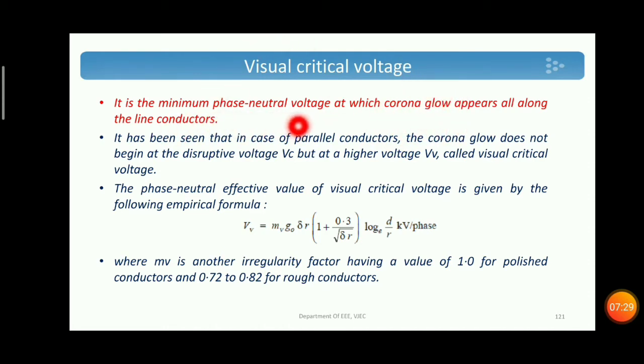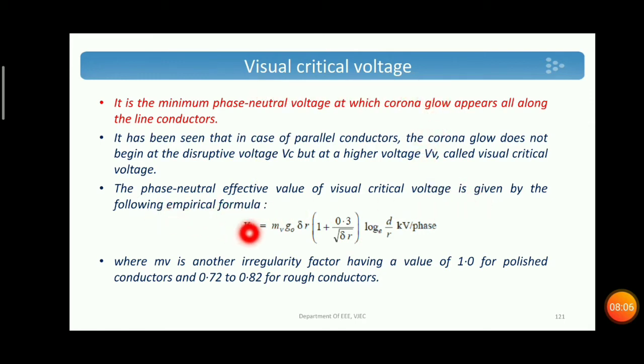Then another term is visual critical voltage. This is the minimum phase to neutral voltage at which corona glow appears all along the line conductors. That is, visible corona discharge occurs at voltages above the visual critical voltage. It has been seen that in the case of parallel conductors, corona glow does not begin at the disruptive voltage but at a higher voltage than the disruptive voltage. We can see the corona discharge at this higher voltage, which is called the visual critical voltage.